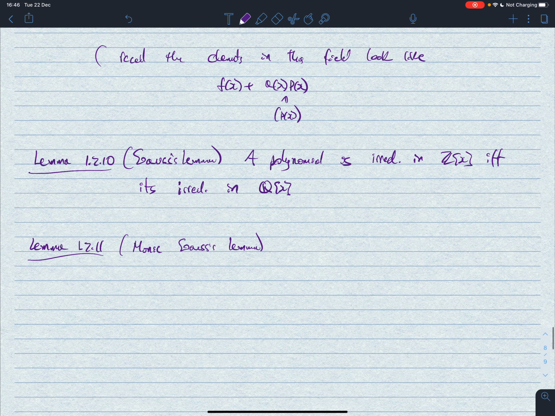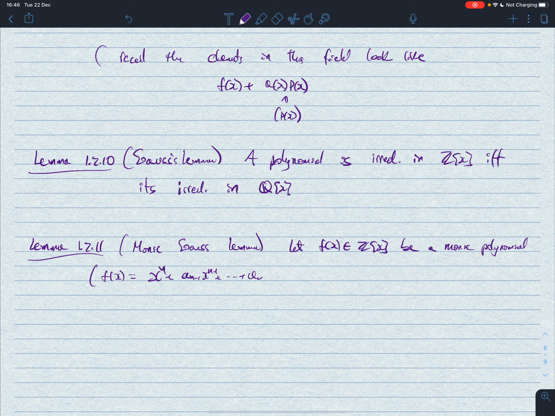But the monic Gauss lemma. Yeah, that's a better name. Let f(x) in Z[x] be a monic polynomial. Recall that this means that f(x) looks like x^n + a_{n-1}x^{n-1} + ... + a_0. So monic just means that the first entry is a 1 in your polynomial. So this is what it looks like.